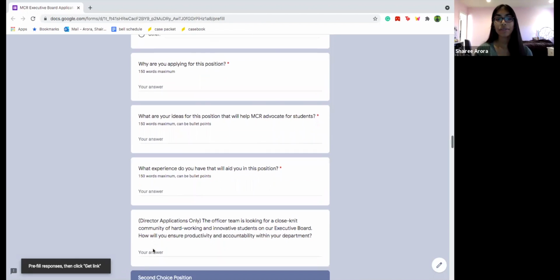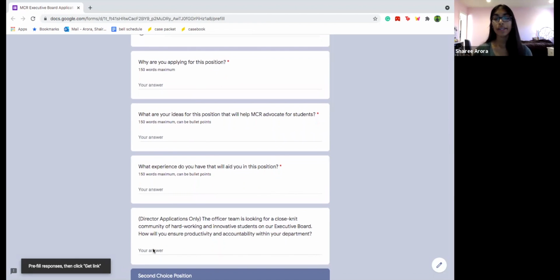Yeah, and then if you are applying for a director position, we're looking for really strong directors who are ready to lead a whole department. So go ahead and talk to us about how you'll ensure productivity and accountability within your department and make sure that everyone is being effective and efficient.